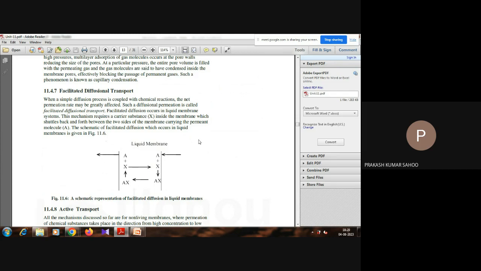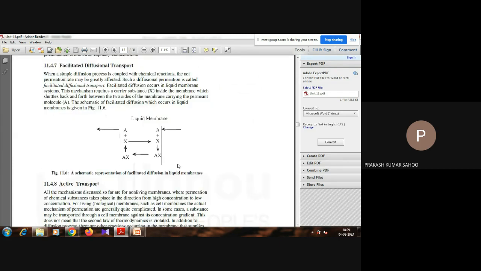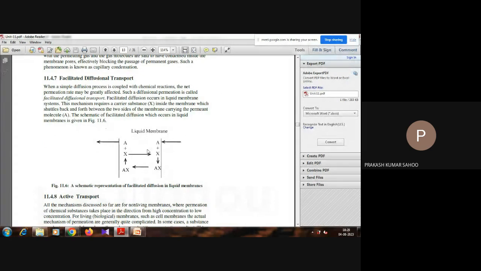The schematic diagram is just like this. This is the membrane, where at one end A reacts with X to give AX, and at the other end, AX gets dissociated to give A and X. So this gets separated. And in this process, separation occurs by diffusion followed by some chemical reactions.